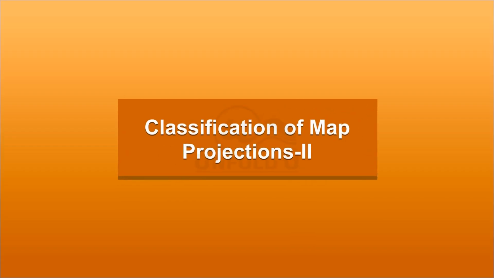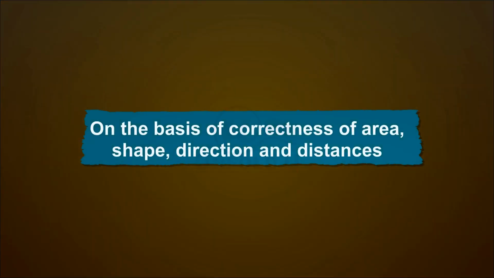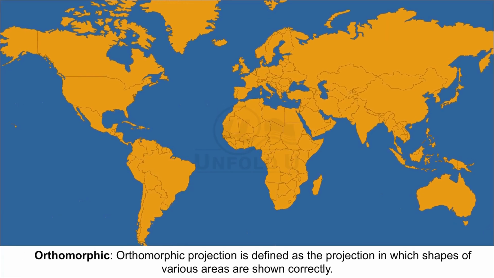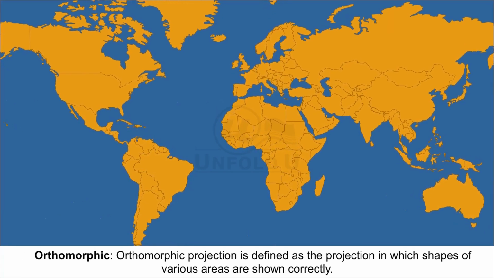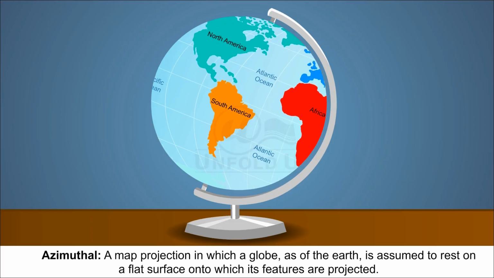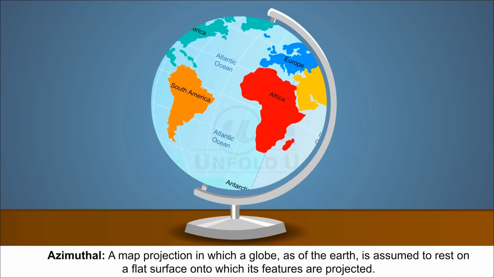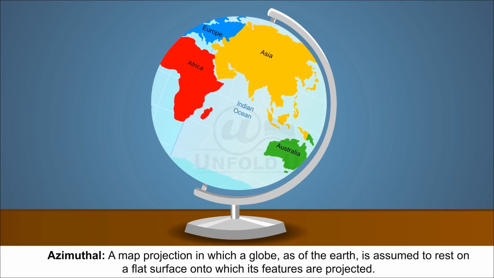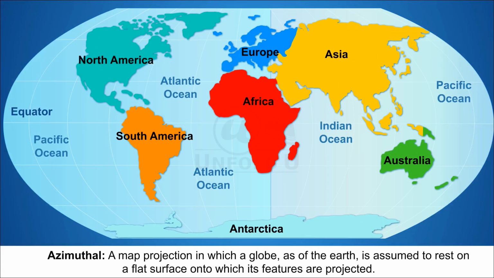Classification of map projections 2. On the basis of correctness of area, shape, direction, and distances. Orthomorphic. Orthomorphic projection is defined as the projection in which shapes of various areas are shown correctly. Azimuthal. A map projection in which a globe, as of the Earth, is assumed to rest on a flat surface onto which its features are projected.